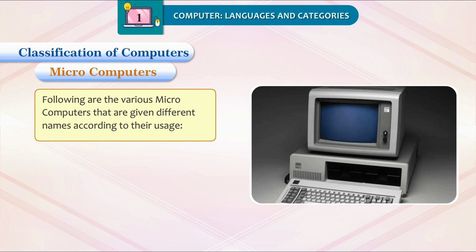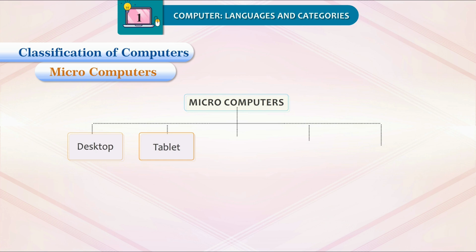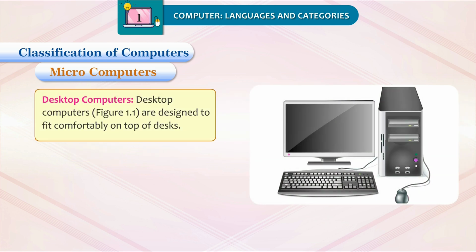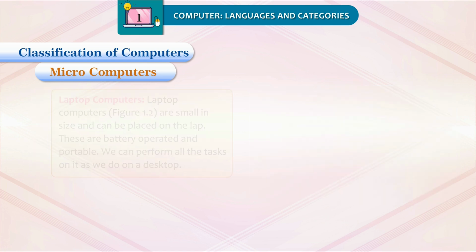Following are the various microcomputers that are given different names according to their usage. Microcomputers: desktop, tablet, palm top, handheld devices, embedded system. Desktop computers. Desktop computers, refer to figure 1.1, are designed to fit comfortably on top of desks. Desktop computers typically come with several hardware components such as monitor, CPU, keyboard and mouse, which are connected to each other and work like a single unit.